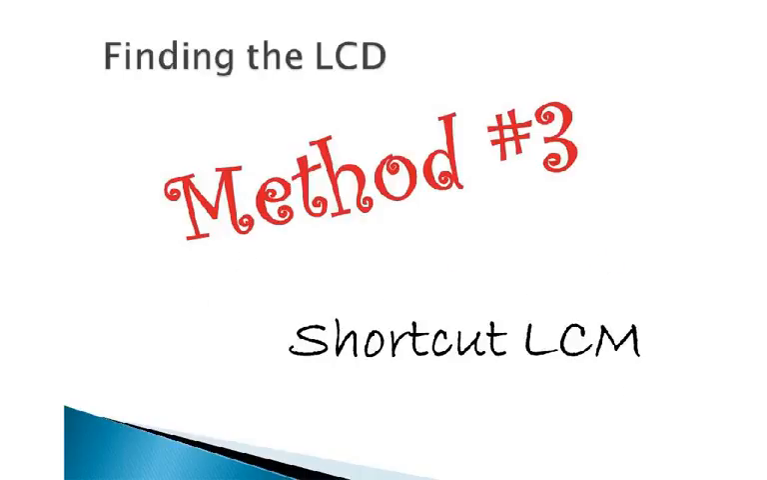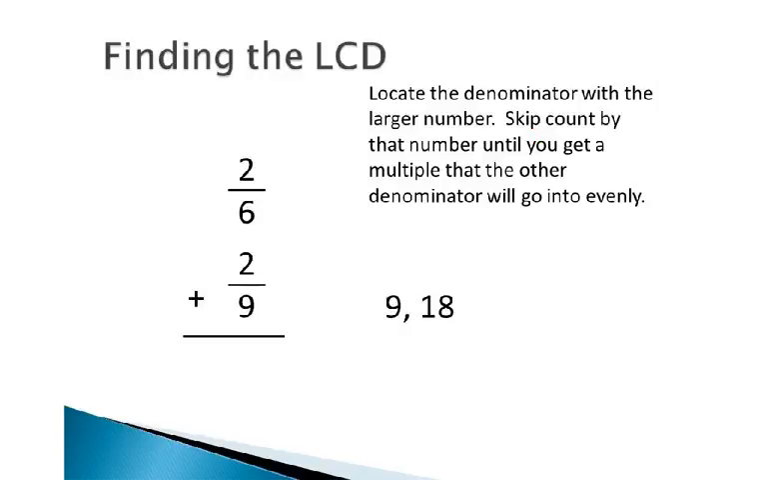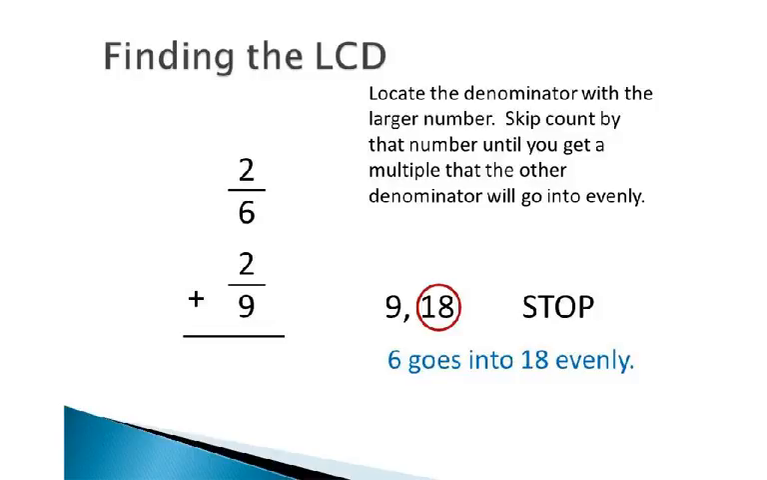The next method is the shortcut to the method we just looked at. Instead of listing the multiples of both denominators, 6 and 9 in this example, we need to find the larger denominator. In this case it's 9, and we'll skip count by that number until we reach a multiple that the other denominator goes into evenly. So I'll skip count by 9 until I reach a number that 6 goes into evenly. 9, 18, and I'll stop right there because 6 goes into 18 evenly. Therefore, our least common denominator is 18.